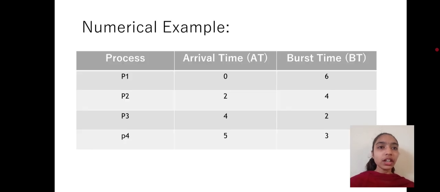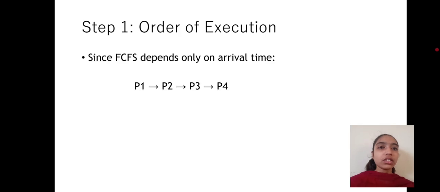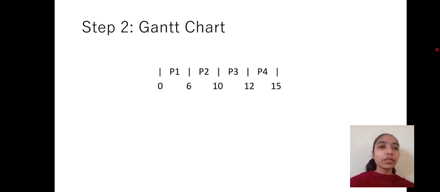Here I have taken a numerical example where the processes are P1, P2, P3, P4, with arrival times 0, 2, 4, 5 and burst times 6, 4, 2, 3. To calculate the FCFS scheduling, the first step is the order of execution. Since FCFS depends only on the arrival time, we have to follow P1, P2, P3, P4. We have to follow only this order since it is based on the arrival time.